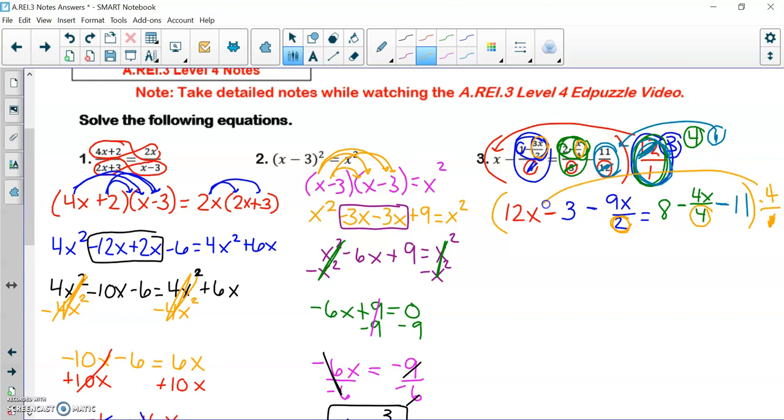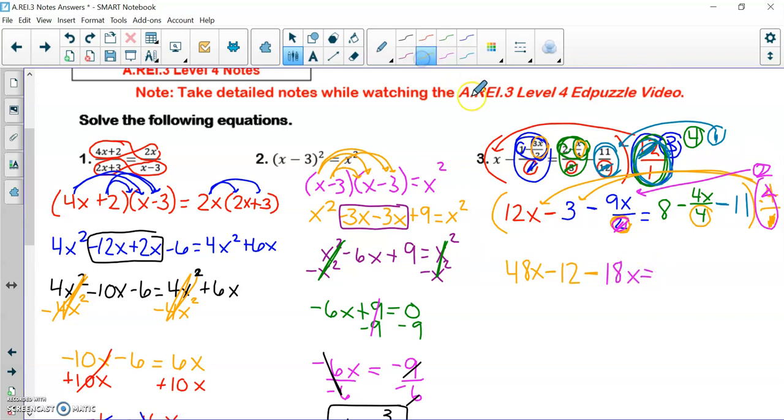So a 4 over 1 times a 12x is going to be a 48x, minus a 4 over 1 times a 3, or 4 times a 3 is a 12, minus, when I do a 4 over 1 times a 9x over 2, what I really can do is a 4 divided by the denominator of 2. And that's a 2. And I just multiply the numerator 9x by 2, which gives me an 18x.